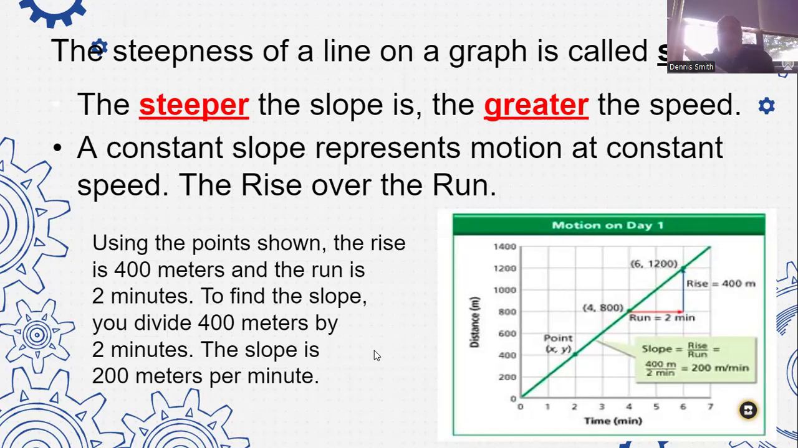Okay. That's because it's a straight line. It's going to remain constant and the speed is going to remain constant. That means there is no acceleration in a distance time graph. There is no acceleration if you see a straight line. All right.